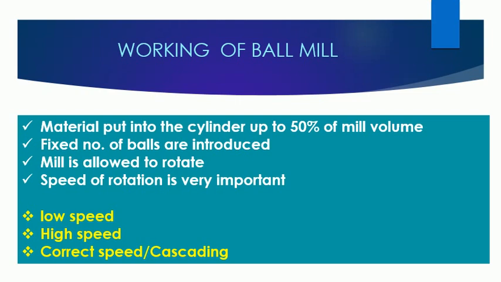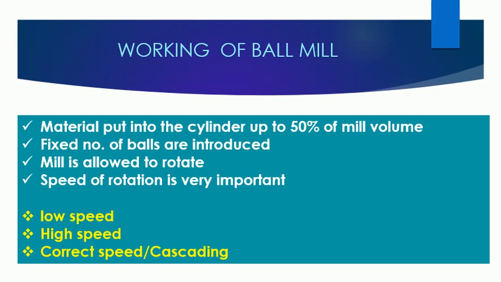Now I am going to discuss working of the ball mill. In the working, the drug which is to be reduced in size is put into the metallic cylinder up to 50% of mill volume. A fixed number of balls are introduced and the lid is closed. Mill is allowed to rotate on its longitudinal axis as I discussed in the construction. In the working of ball mill, speed plays a very important role in its operation.